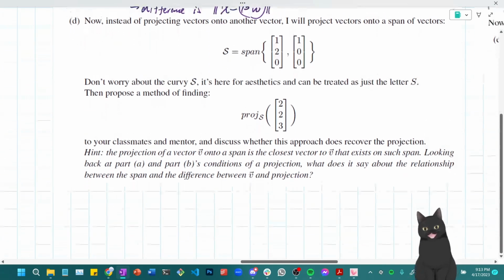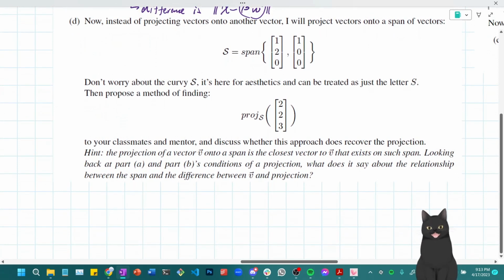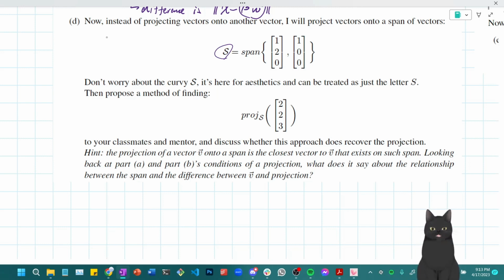Now part D. Suppose instead of projecting vectors onto another vector, I will now project vectors onto a span of vectors. So here is the span of vectors. Remember that the span of vectors is a set of vectors, which is why we're using this curly S to denote a set of vectors. So now we try to propose a method of finding the projection of a vector onto the span.